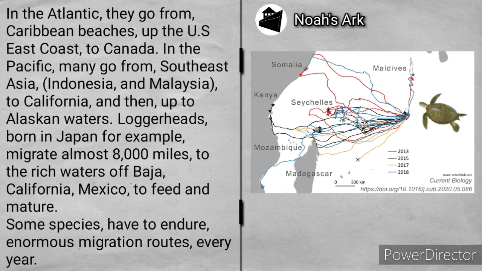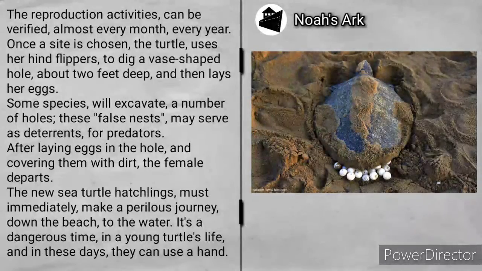Some species have to endure enormous migration routes every year. The reproduction activities can be verified almost every month, every year. Once a site is chosen, the turtle uses her hind flippers to dig a vase-shaped hole about 2 feet deep, and then lays her eggs.